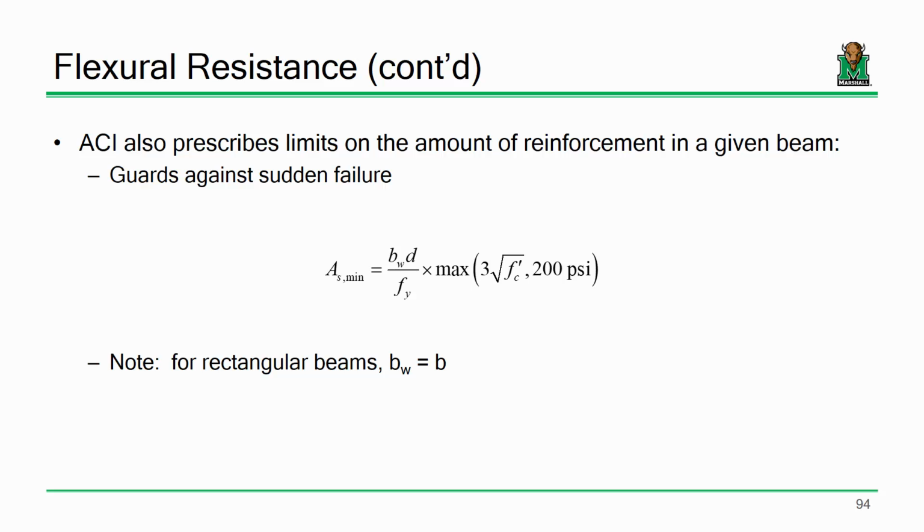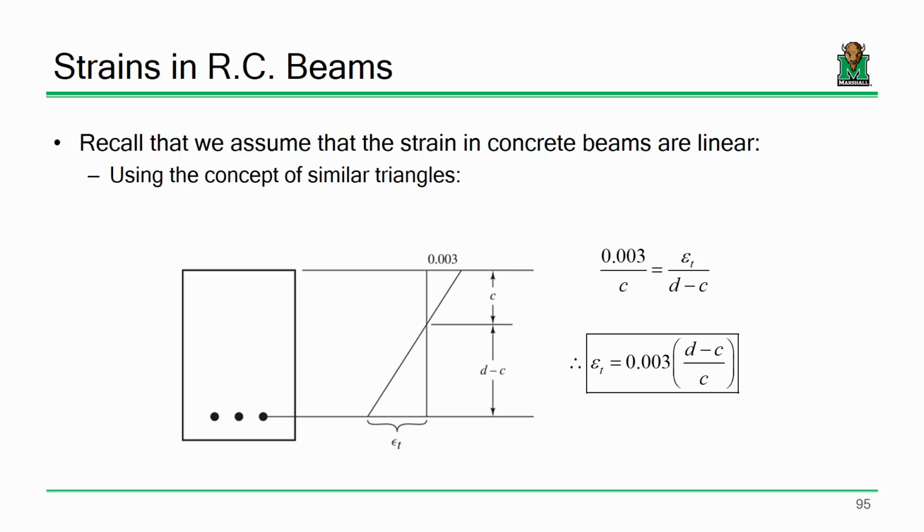Now, a couple things on terminology. We know what D is. We know what Fy is. Remember, for the square root of Fc prime, you put in PSI, you get out PSI. The B sub W is the width of the web, but if you have a rectangular beam, that's just B. If those terms are new, we'll be using them in a little bit as the semester progresses, so don't worry too much about that.